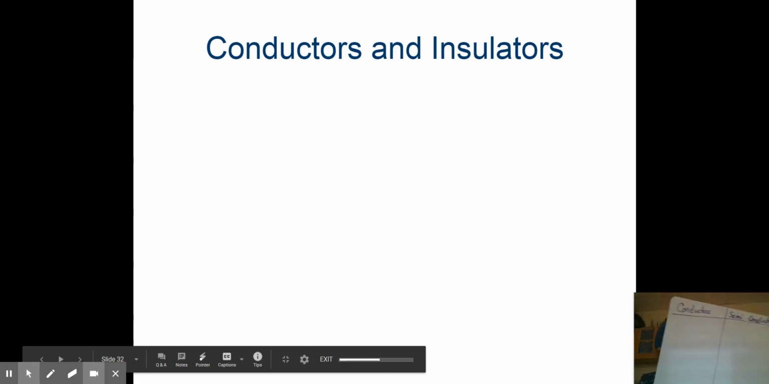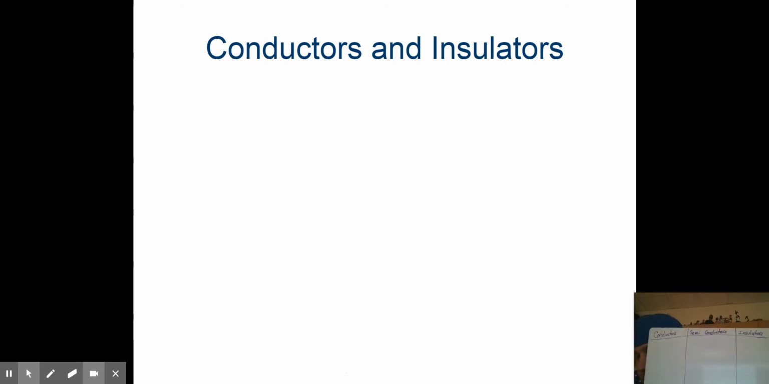First thing I want you to do in your notebook is make a T-chart that looks like this, that has conductors, semiconductors, and insulators on it. You want it to look like that. As we start talking about this, you are going to fill in this chart. Right now we're going to talk about conductors and insulators. They're the two most common ones.